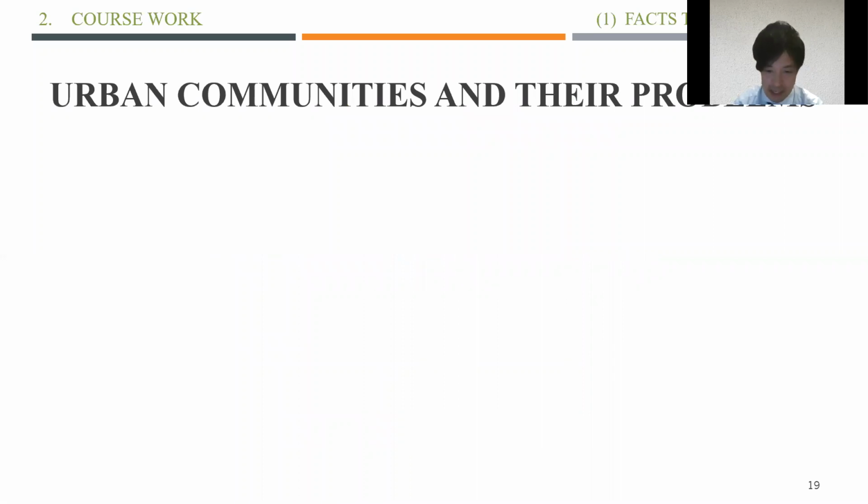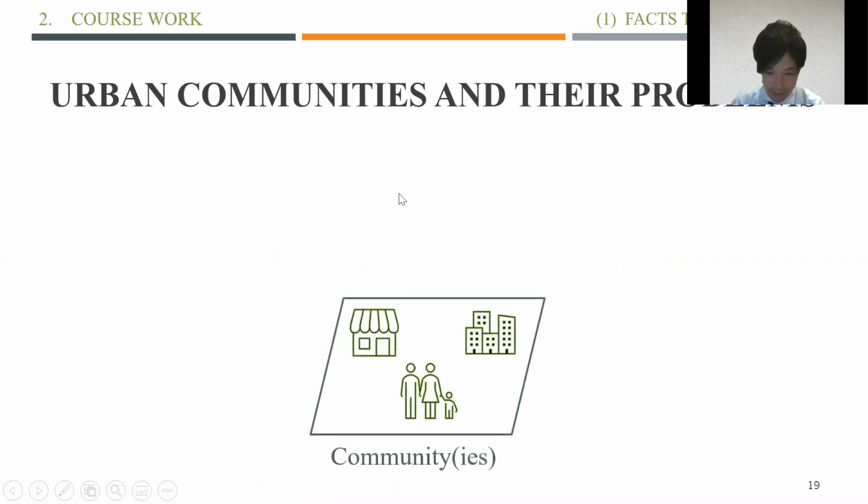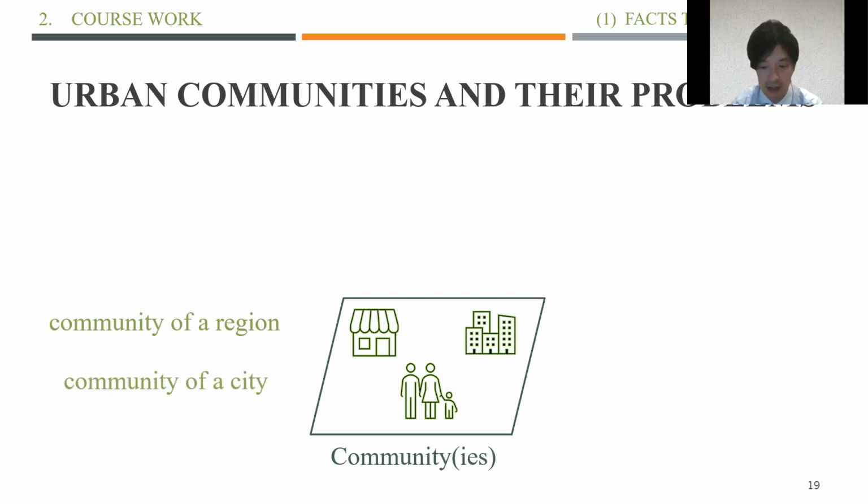First, students need to decide which urban community and which problem they want to discuss. An urban community is a group of people who live in an urban area. Okay, and there may be many types of such groups or many types of communities. It could be the people of a region. So we have regional community. And it could be the people of a city. So we have a community of a city.